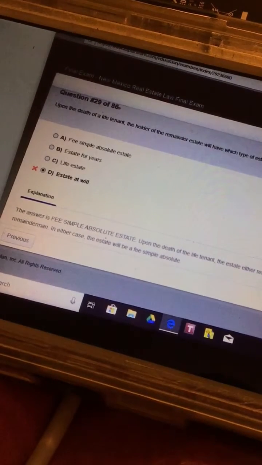Upon the death of a life tenant, the holder of the remainder estate will have which type of estate? A, fee simple absolute estate. B, estate for years. C, life estate. Or D, estate at will. The answer is A, fee simple absolute estate. Upon the death of the life tenant, the estate either returns to the grantor, the reversionary interest, or goes to the remainderman. In either case, the estate will be fee simple absolute.